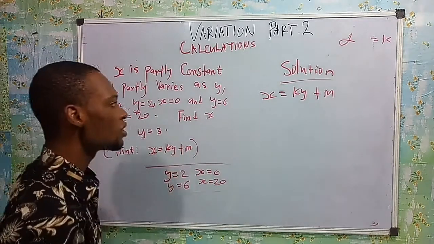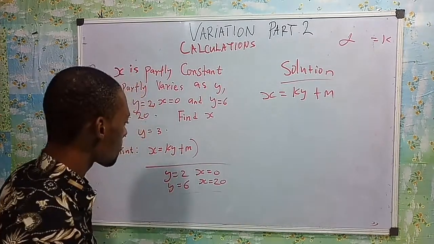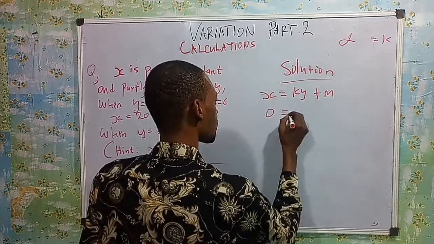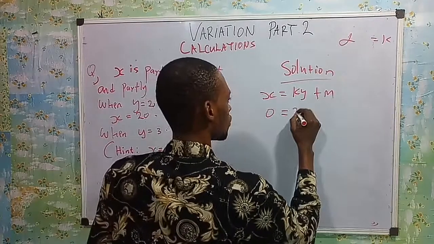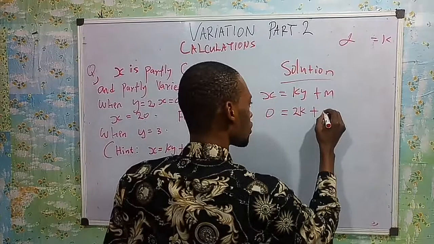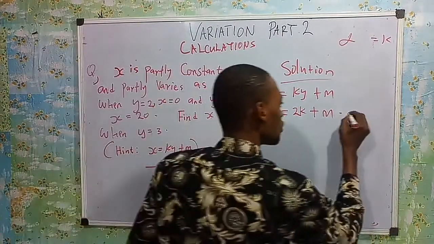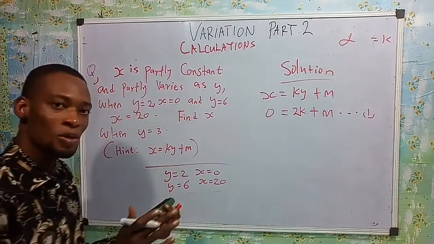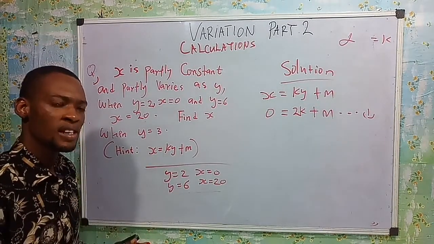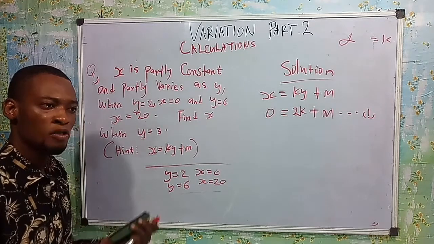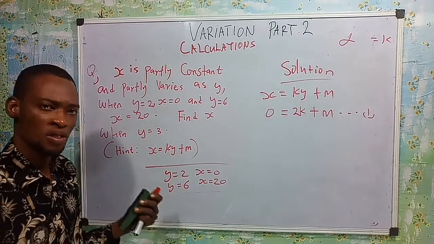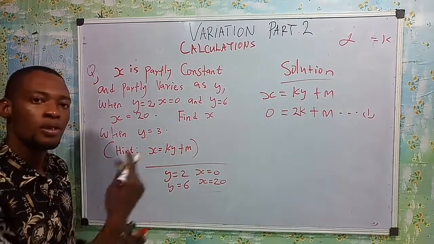So let's introduce it into the equation. From the first one, s is 0, y is 2. So this will be 0 equals 2k plus m. Equation 1. You see, it's leading to a simultaneous equation. That's how you solve partial variation. Questions usually don't come from partial variation in exams. Most times you hardly see questions under partial variation. But it's good that you still follow.